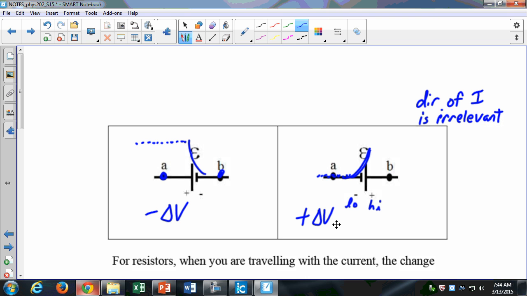Where might you have a case like this where electrons come along and they lose energy going into the battery? Why would you want electrons to lose energy when they go into a battery?